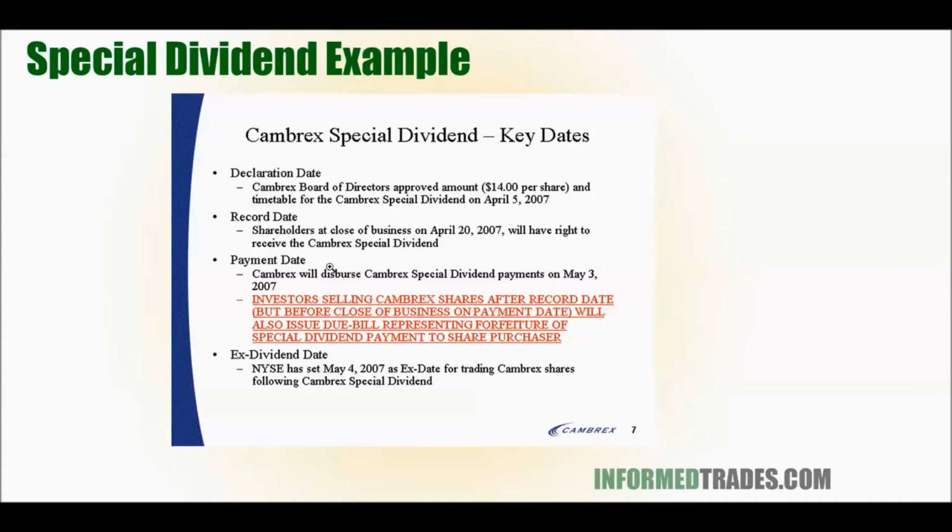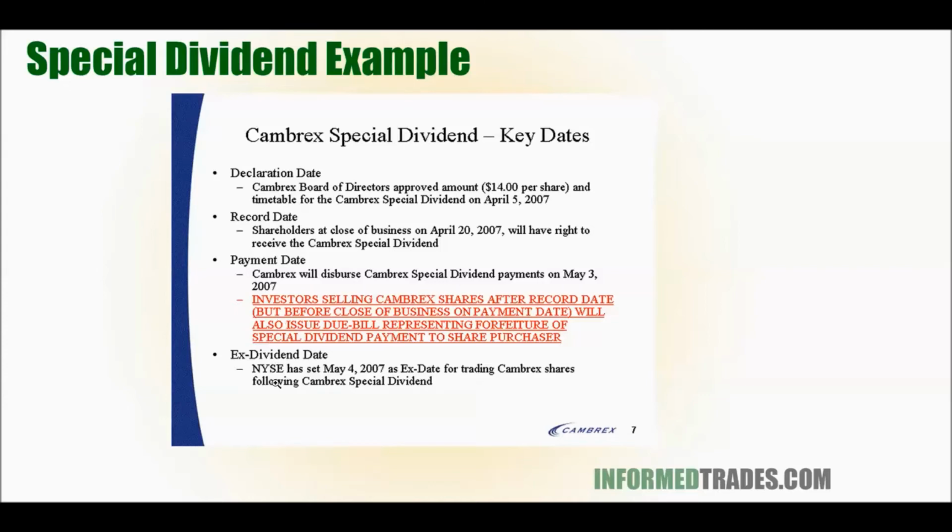Now, here's the tricky part. If you sell after the record date but before the payment date, then you actually have to give the dividend back to the company, who in turn will give it to the shareholder that had it on the payment date. So that's why in the case of a special dividend, just hold to the ex-dividend date, because they switch the order and that's all the way at the end.